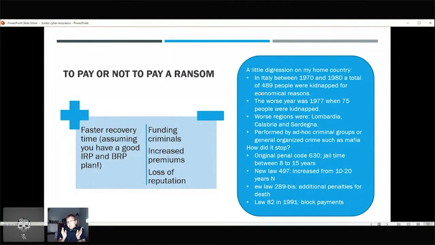And I think the most important law that was passed was in 1991, which allowed the police, law enforcement, to actually stop payments, right? Even if you had money, they would freeze your bank account, so you couldn't pay the actual criminals. Well, assuming the police became aware of that, right? Obviously, if you didn't do anything, then they couldn't stop that. So this is a good lesson, right? That we can almost transfer to ransomware, right?